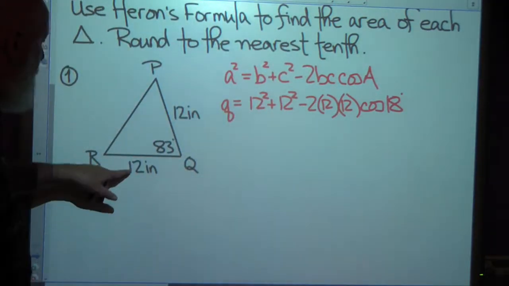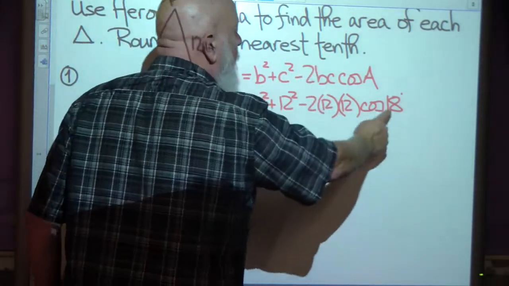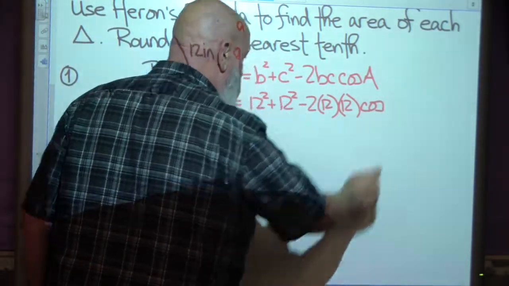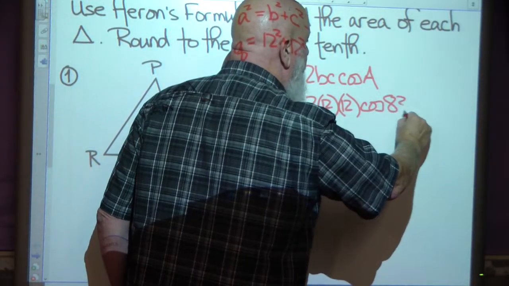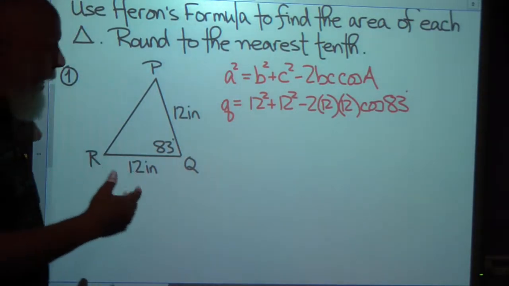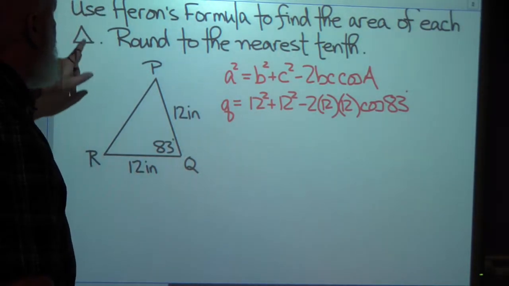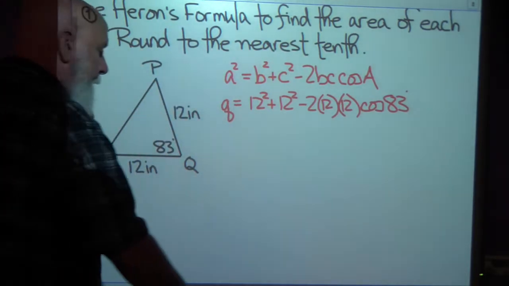Okay, hopefully I've got everything plugged in correctly. Whoops, I don't have everything plugged in correctly. That's not an 18. I don't know where that came from. 83. I'm glad I caught that. I make lots of mistakes when I'm saying one thing and writing something else. I should stop doing that. Here we go. Rounding to the nearest tenth. That's what we're looking for.